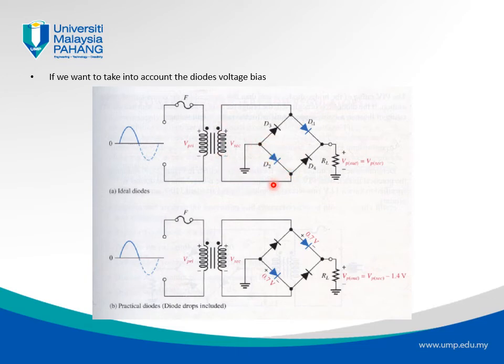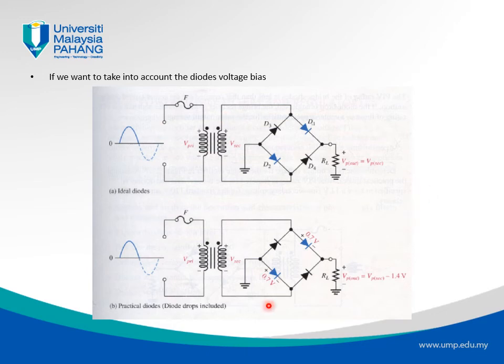It goes across D2 and D4. I'm sorry, it's D2 and D4. So it goes through two diodes. Therefore, it needs to overcome the two bias voltages of 0.7, right? So V output will be equal to V peak of the secondary minus 1.4 volts. So if we don't consider ideal diodes, then Vp will be equal to V secondary.